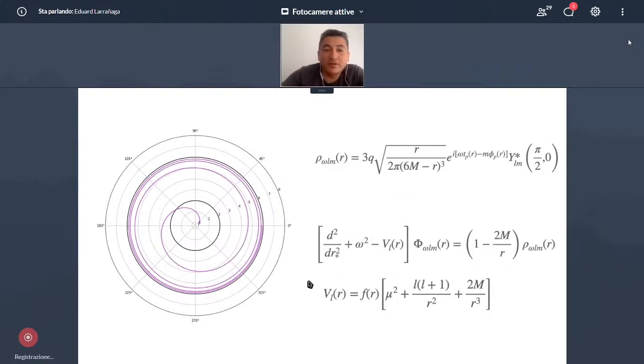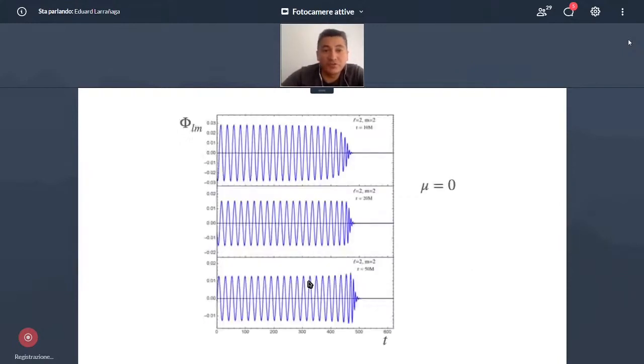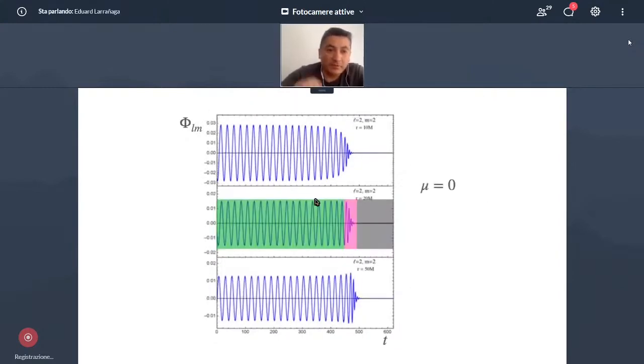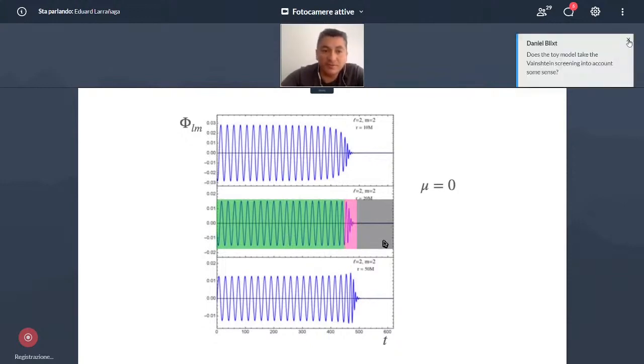Instead, we can integrate numerically the Regge-Wheeler equations. Once more, the partial waveforms will depend on both the mass of the scalar field and on the position of the observer. In both cases, it's possible to decompose the waveform into three phases. First, the adiabatic phase, in which the motion is quasi-circular near the ISCO. The second part corresponds to a ring down phase, and the third part comes after the particle crosses the event horizon.